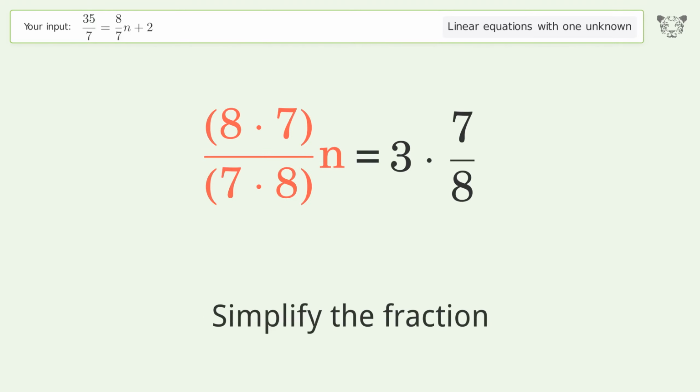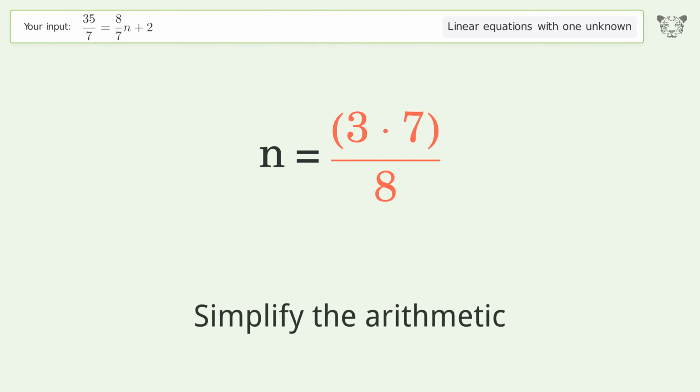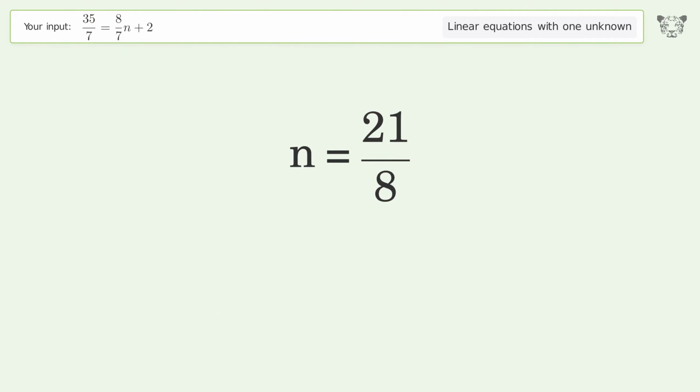Simplify the fraction. Multiply the fractions. Simplify the arithmetic. And so the final result is n equals 21/8.